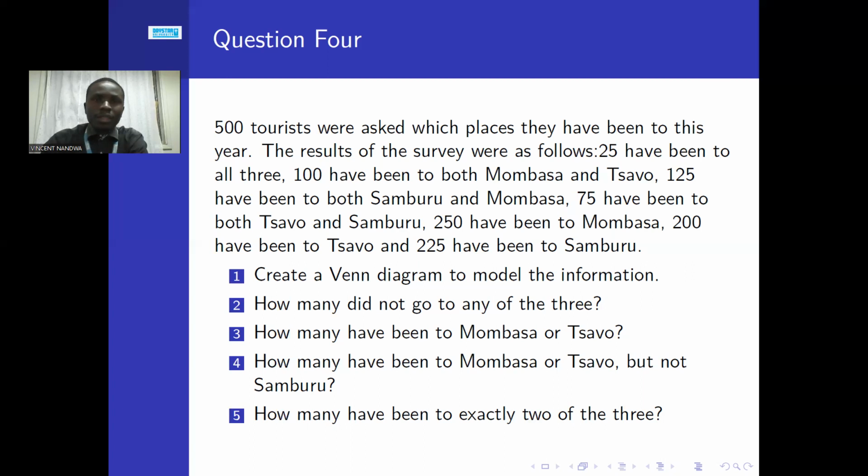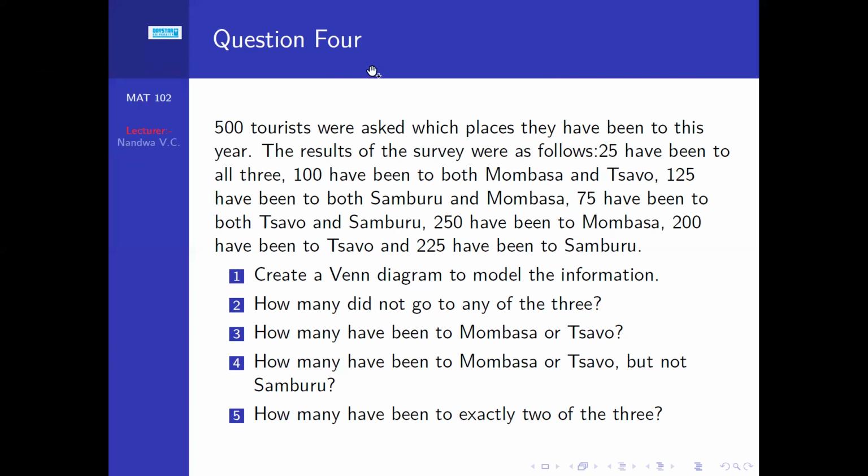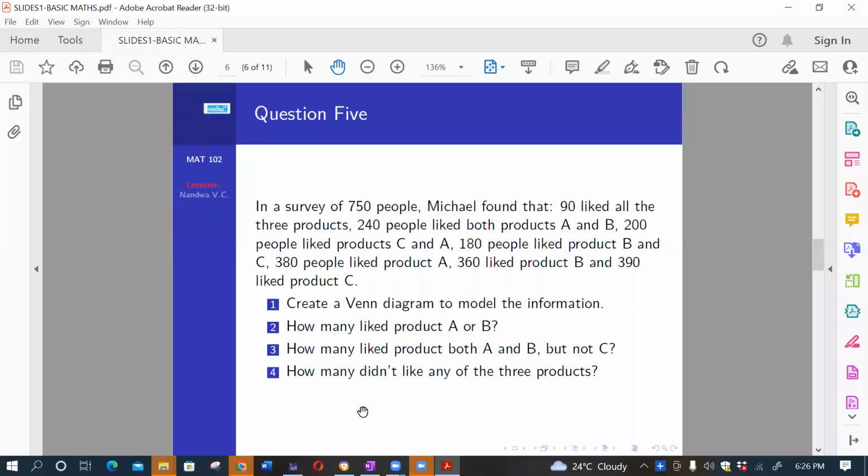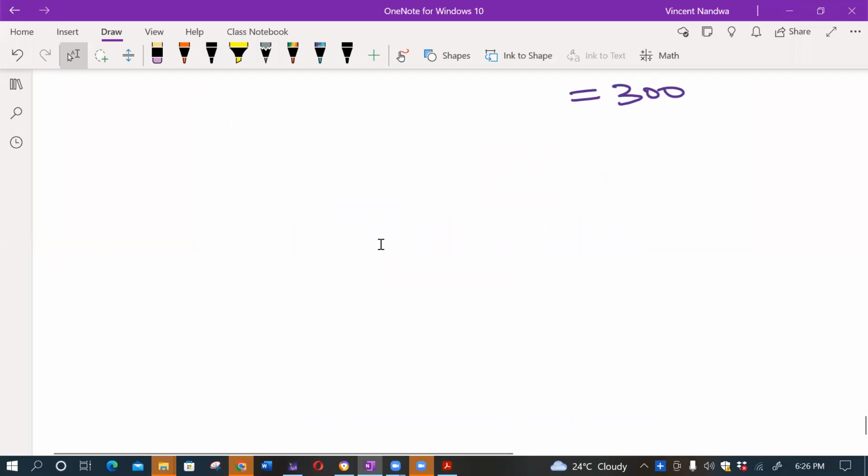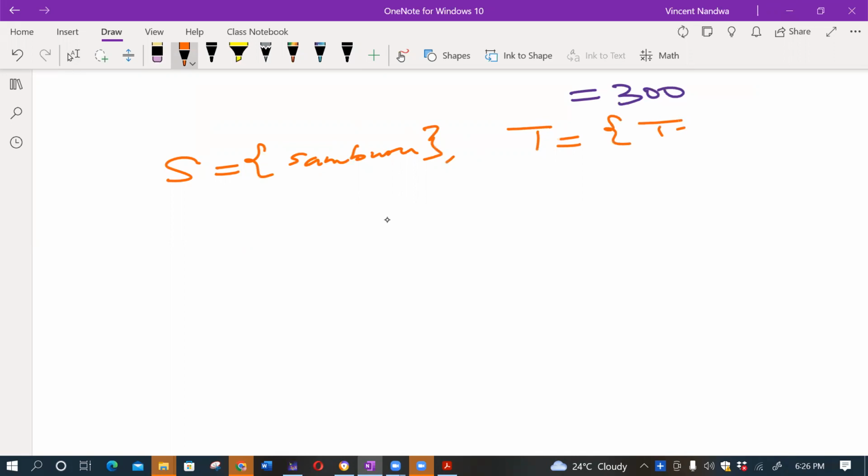Create a Venn diagram to model this information, and then answer the question that follows. So let's demonstrate this. It should be very clear from the question that we only have three main sets. So those who visited Mombasa, Tsavo, and Samburu. So you can say let S be those who visited Samburu. Let T be those who visited Tsavo. And then let M be those who visited Mombasa.